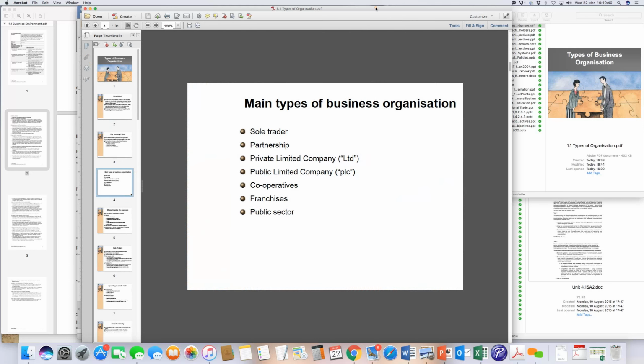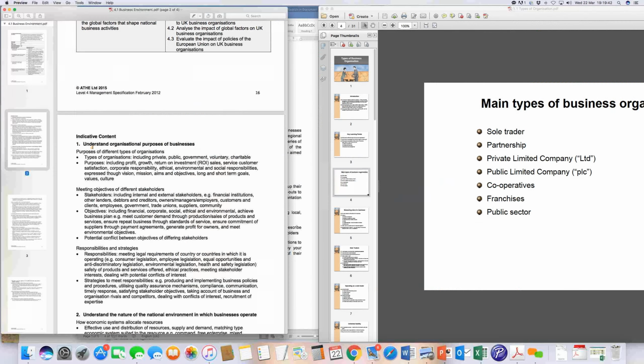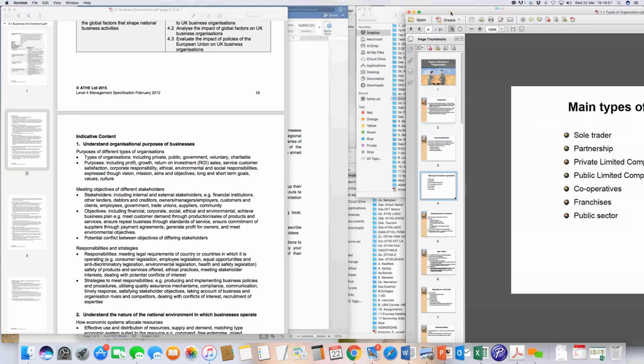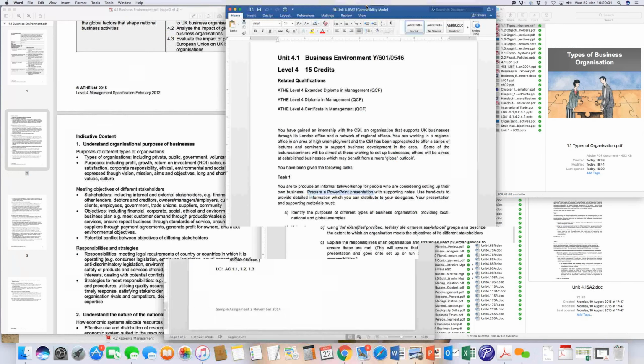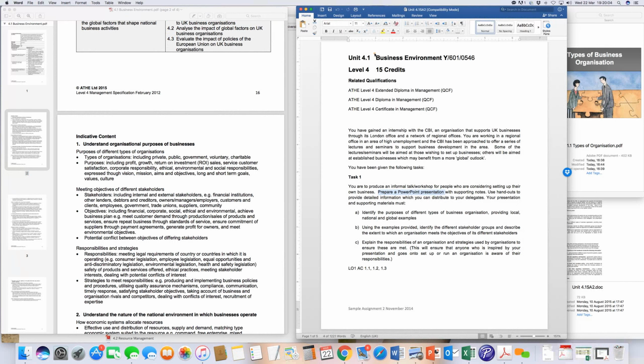Right? Yes. So you're discussing the main types of organization which are in the spec sheet here. There are types of organization including private, public, government, voluntary, charitable. So what I'm trying to say effectively here is, if I just minimize this, that having the assignment brief and the specification sheets side by side helps you to understand what kind of evidence and what content of the evidence is required to meet the criteria for the task. Okay. Is that clear?